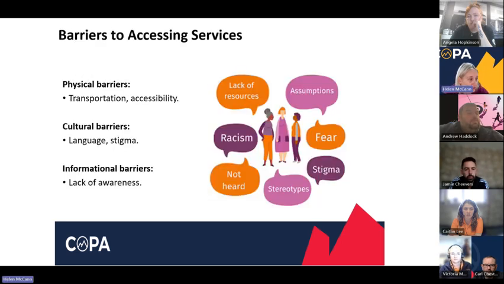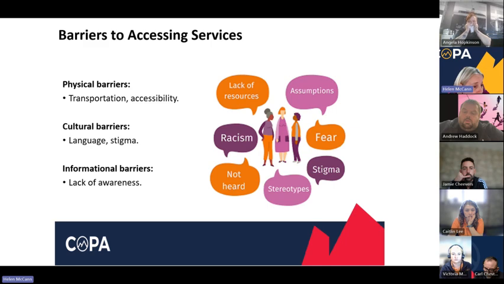Barriers to accessing services. We've just talked a little bit about barriers and what we're faced with. So physical barriers might include transportation issues or lack of accessibility to that facility. Cultural barriers, so there may be stigma, language barriers, or cultural perceptions. And then information barriers, so lack of awareness. Sometimes staff just simply don't know what's out there. People don't know what they can access. So we need to address these barriers, which is key to ensuring that services are accessible to everyone.